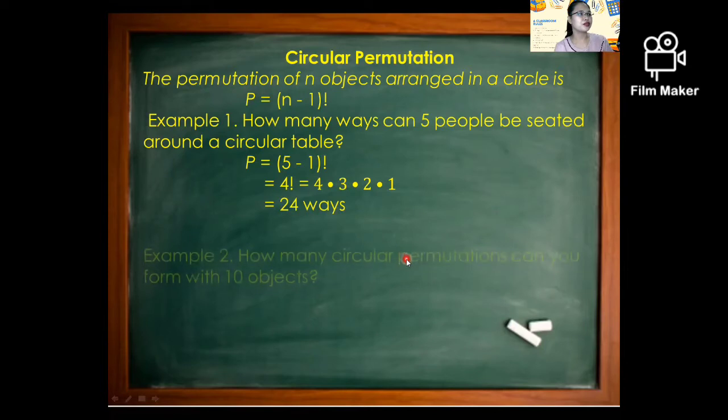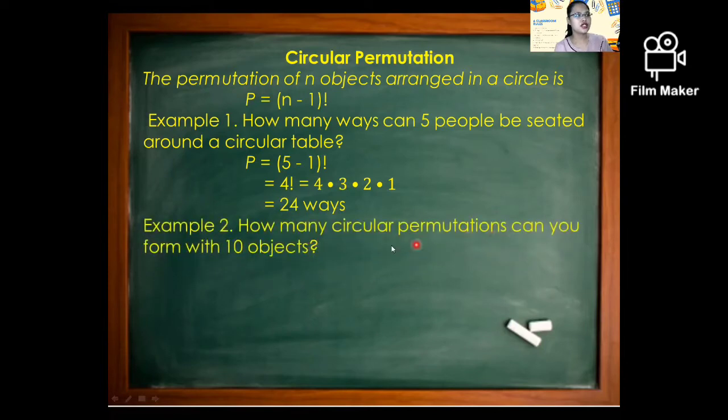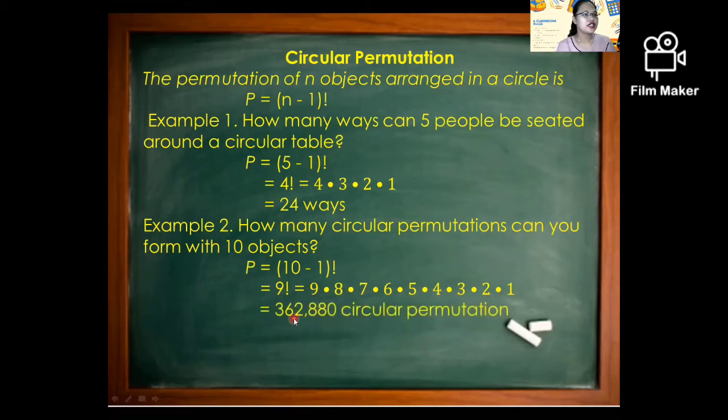Okay, let's have example number 2. How many circular permutations can you form with 10 objects? Another clue, how many circular permutations? Automatic, this is now the formula. So substitute the value of n, which is 10. So 10 minus 1 is equal to 9, then factorial, or simply 9 factorial. Expanded form of 9 factorial: 9 times 8 times 7 times 6 times 5 times 4 times 3 times 2 times 1 is 362,880 circular permutations. Okay, ganun lang siya kasi.